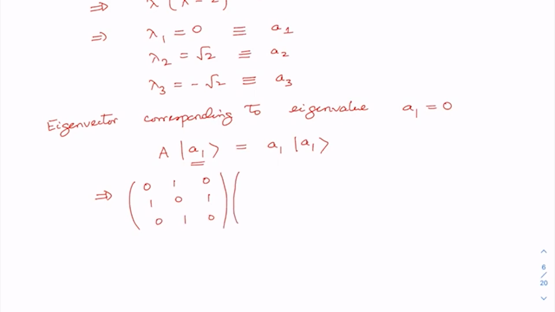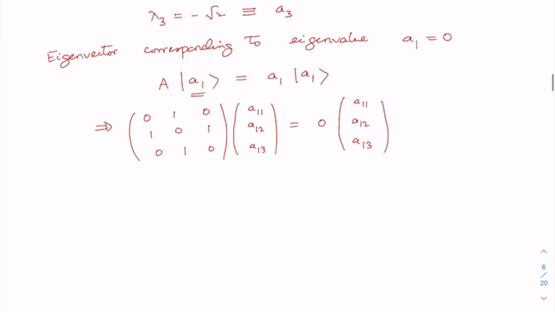And let me take the elements of the column vector as a11, a12, a13, and a1 is equal to 0, the eigenvalue is 0. So here I have a11, a12, a13, and this is going to give me the equations. a12 is equal to 0, because what you are going to have here is 0, 0, 0. a12 is equal to 0. a11 plus a13 is equal to 0, and a12 is equal to 0.